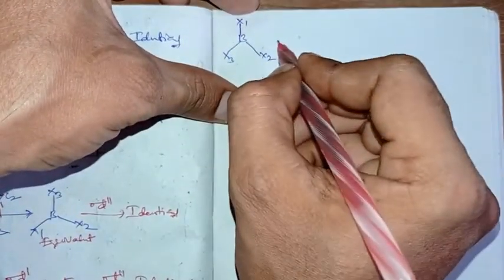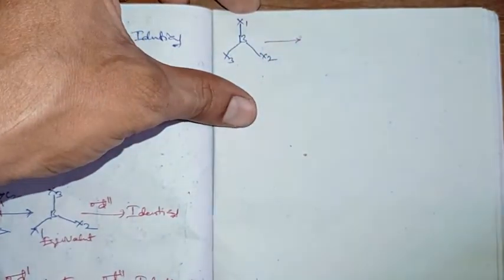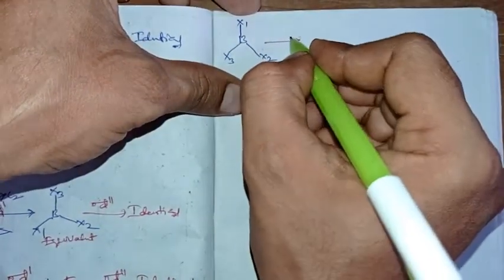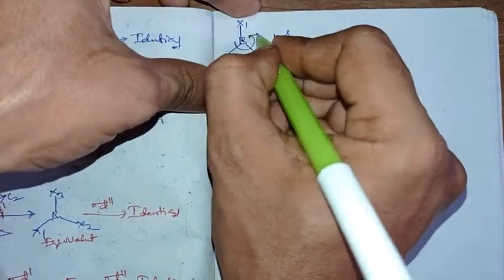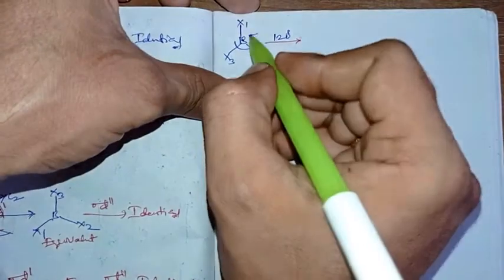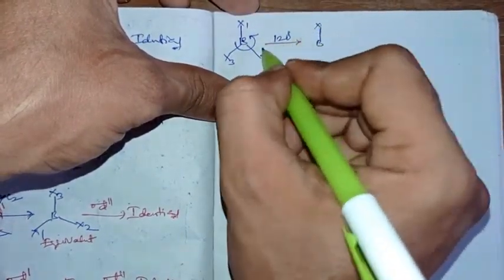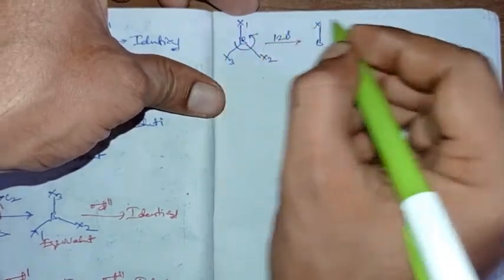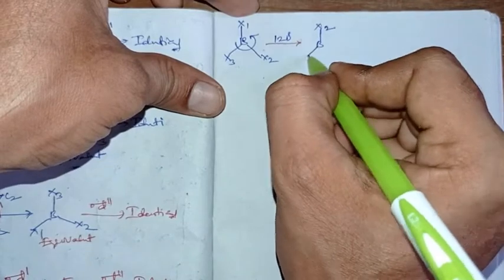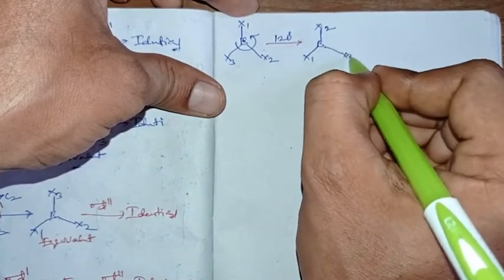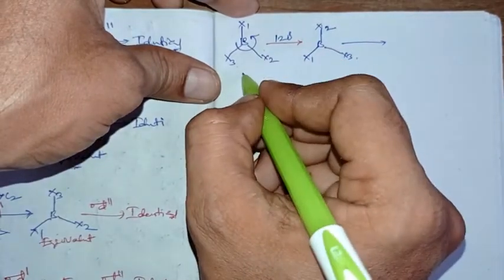So here we have to do a rotation followed by reflection. I will do a 120 degree rotation by taking an axis through the boron atom only. What happens is the exchange of halogens will take place. Here it will be X2, X1, X3, and this configuration we cannot compare, we should not compare.